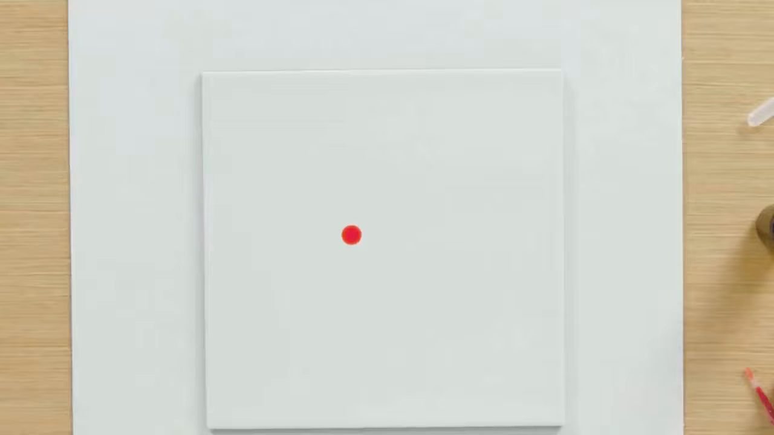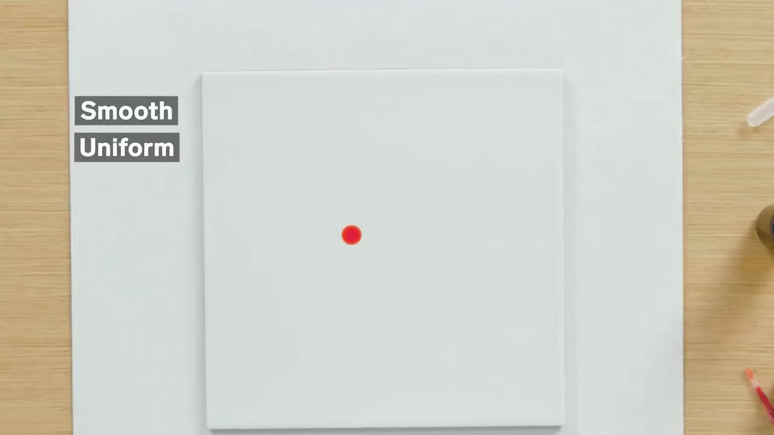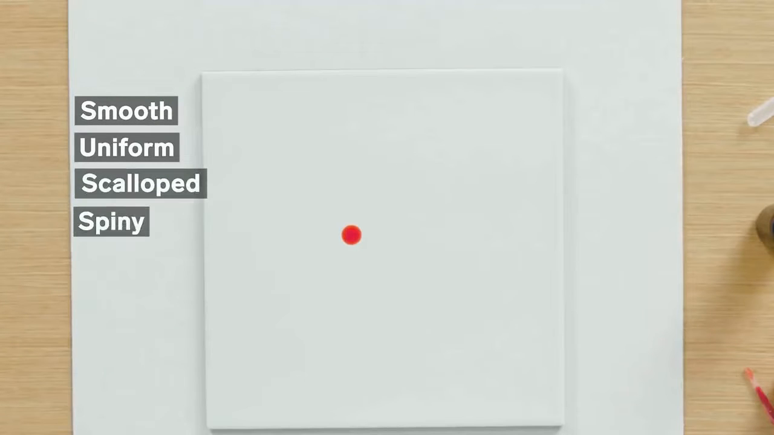You can see a little bit of scalloping around the edges there. That's because of the surface texture. So the scalloping is just one of the different ways that we describe the edge characteristics of bloodstains. So it could be smooth, uniform, it could be scalloped, or it could be spiny.